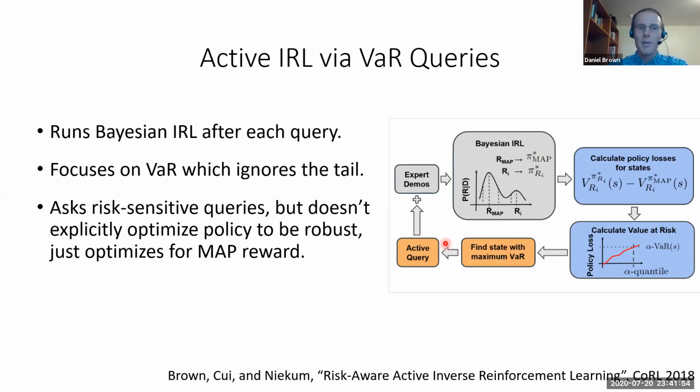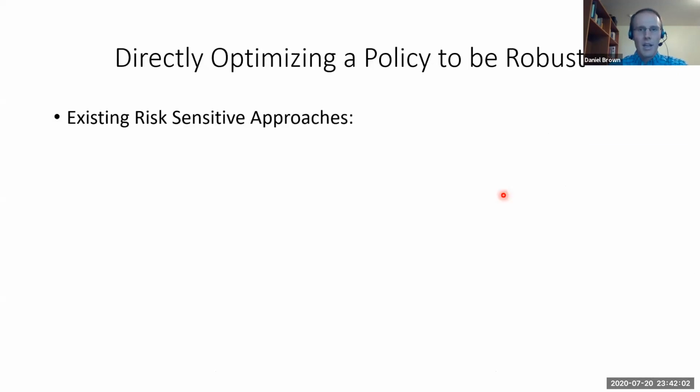In this work, we were just optimizing for the MAP reward function and then looking at our distribution in order to determine what our next risk-aware query should be. So what I'm going to talk about now is ways that we can directly optimize a policy to be robust. And this is some new work since the proposal.